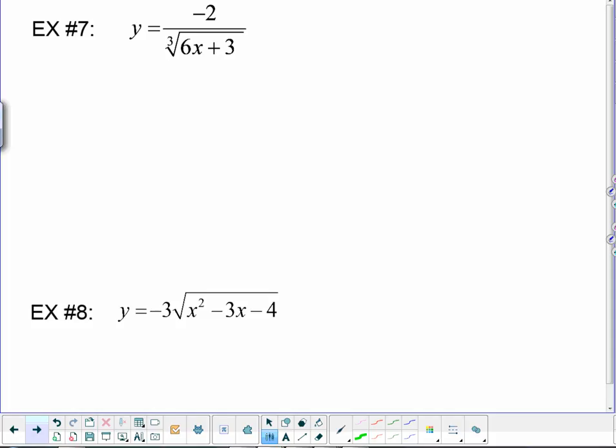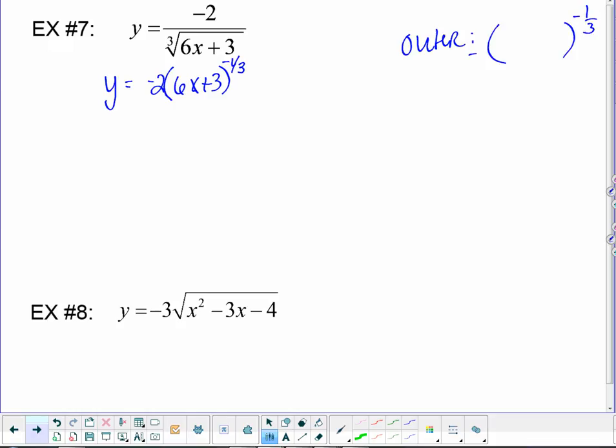Problem number 7. Getting the hang of these? All right, let's see. Probably let's start with a rewrite of this. Y equals negative 2, just a multiplier, times 6x plus 3 raised to the 1/3. Ooh, but it's a negative 1/3. Caught it! I bet you thought I was going to miss that. All right, we got outer function. Our outer function is that negative 1/3. And you know what? I think I'm going to put that negative 2 in front so I don't lose track of it. My inner function will be the 6x plus 3.